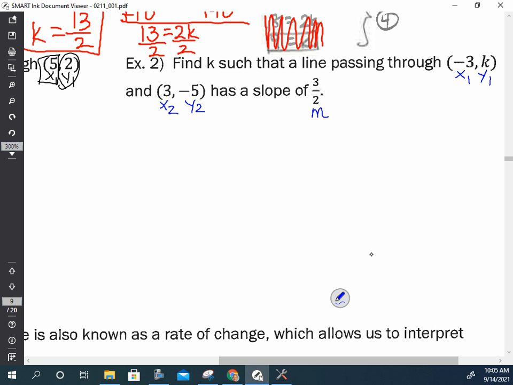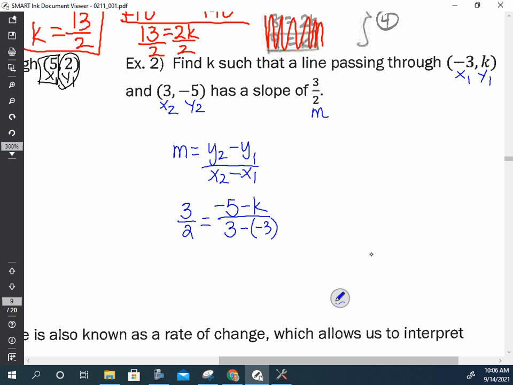There's my slope. So notice that I read through it and labeled it all at once. So we're now ready to plug in y2 minus y1 over x2 minus x1. The slope is 3/2. y2 minus y1 is -5 minus k. x2 minus x1 is 3 minus -3. So everything is set up and ready to go.